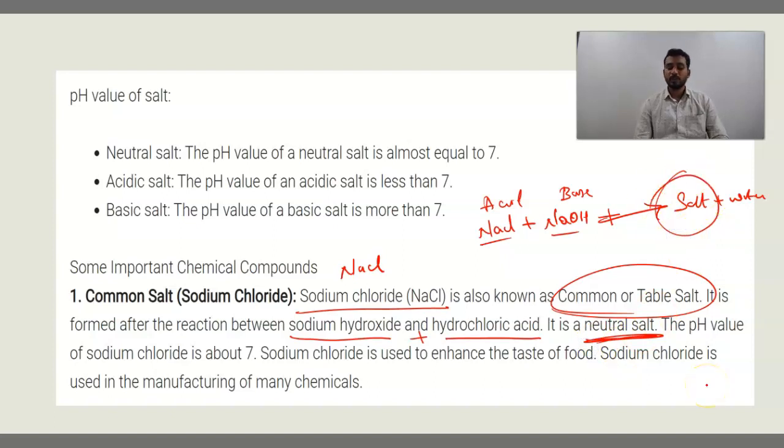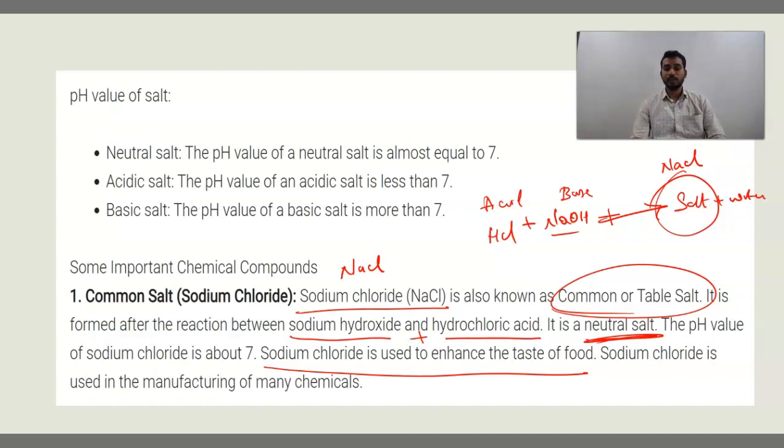So the pH value of sodium chloride is about 7. Sodium chloride is used to enhance the taste of food. Remember how we get this neutral salt? By this combination reaction, HCl, hydrochloric acid, and sodium hydroxide. When we combine acid and base, that is hydrochloric acid and sodium hydroxide, we get NaCl. Remember how sodium chloride is prepared or manufactured.